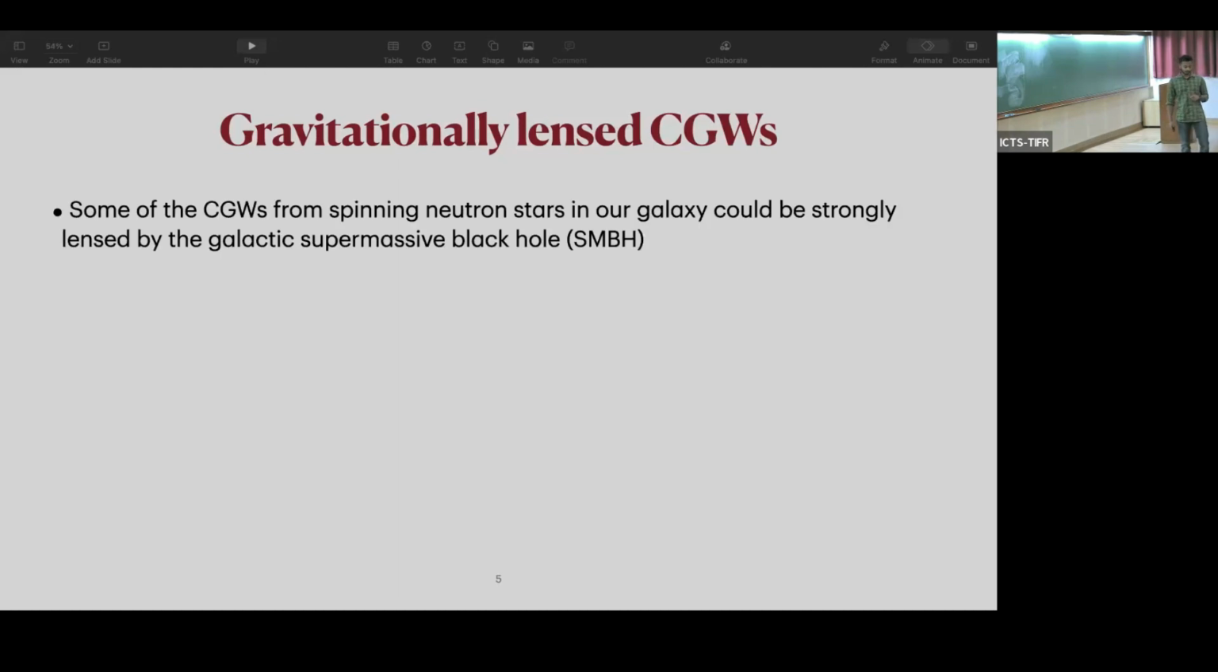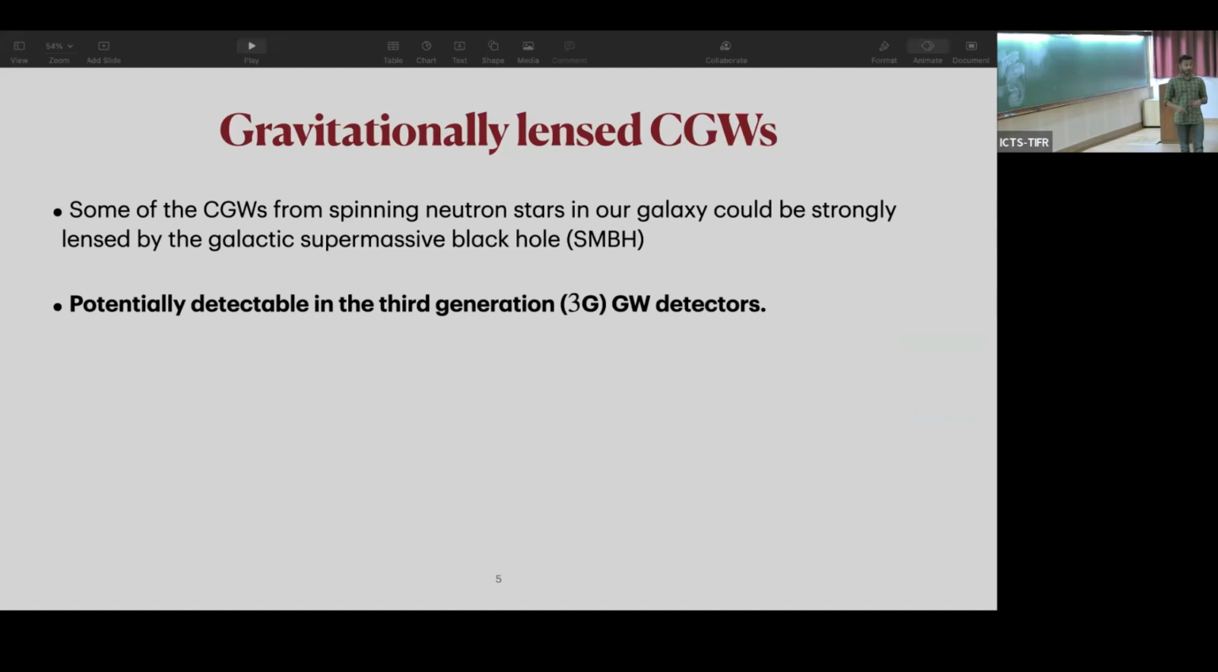We were motivated by the idea that maybe some of the continuous gravitational waves that come from galactic neutron stars can be lensed by the galactic supermassive black hole. I will talk about the galactic supermassive black hole in the next slide. And they can be potentially detectable by the 3rd generation detectors. Right now we have proposals for 3G detectors, which will comprise 2 Cosmic Explorers and 1 Einstein Telescope. We wanted to investigate, are they detectable even in that case? Right now the prospects are very weak.